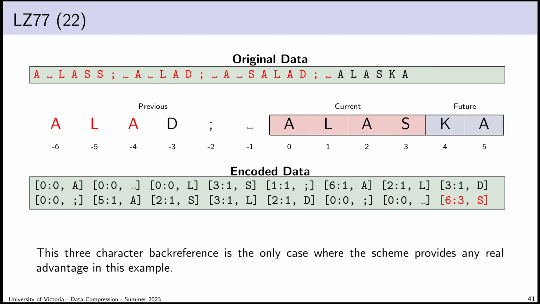Finally, near the end, as I'm generating ALAS, it just happens that I have ALA still sitting in my window. And so I am now finally able to generate a back reference that actually looks sort of interesting. Go back by 6, go forward by 3. So I'm now packaging up all 3 of these characters into this one back reference. Here, I suppose I am achieving undisputed compression.